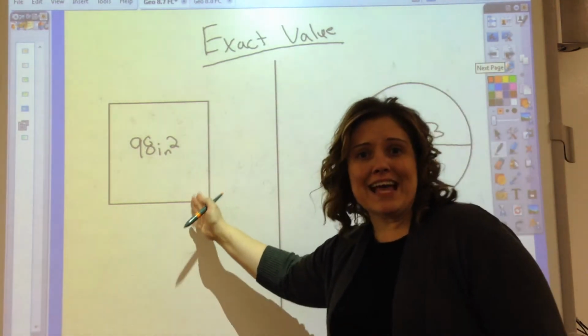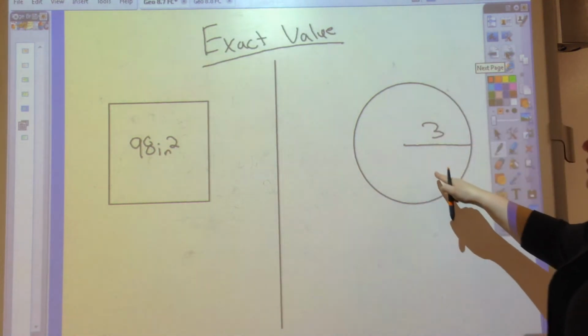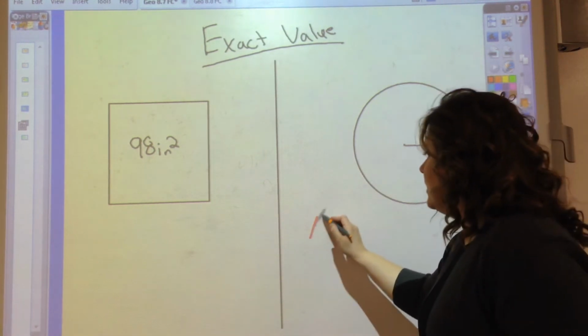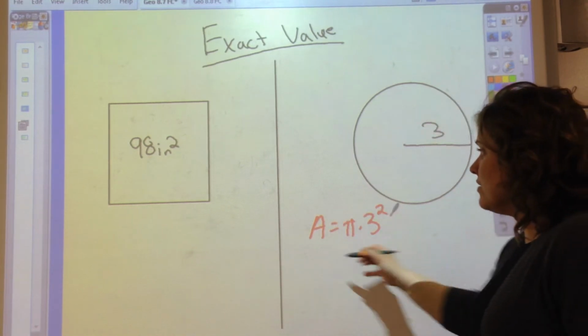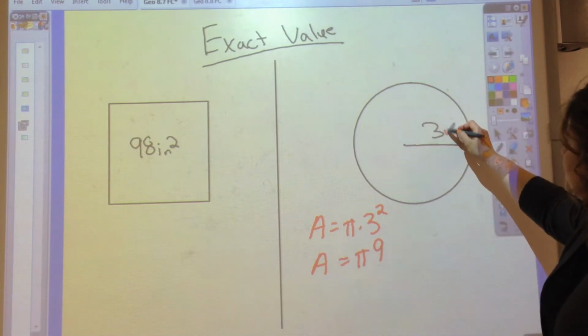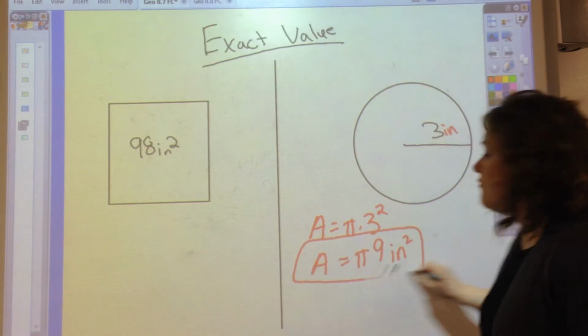This is definitely an exact value. Your area of the square will always be exact. If we want the exact value for the area of a circle, I'm going to plug it into my area formula, pi r squared, and this is the exact value. Let's do it again in inches. This is the exact value of my circle.